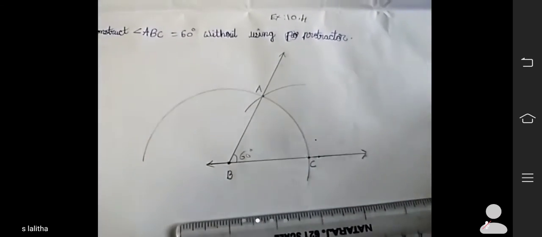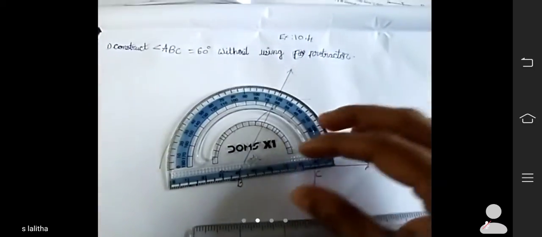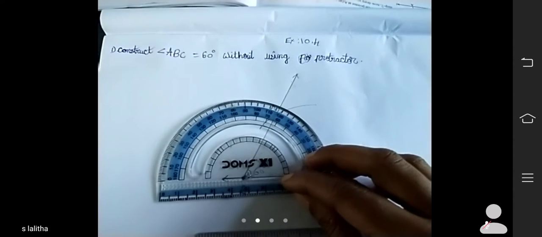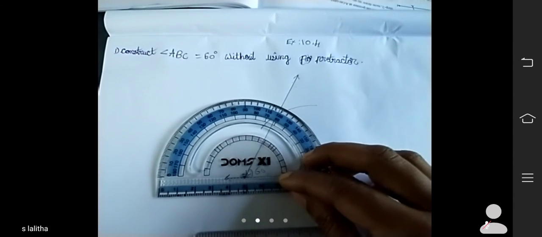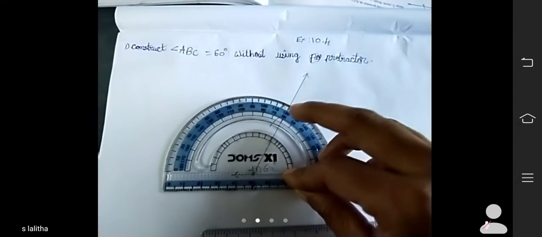Then afterwards, at last you have to take the protractor. You have to check it only, whether it will be 60 degrees or not. Keep it on B here. See here, exactly 60 degrees you will get. Okay, so if you get 60 degrees, this sum will be correct.